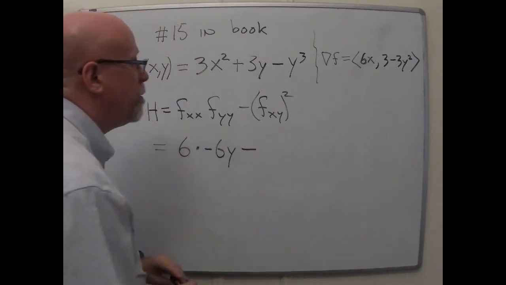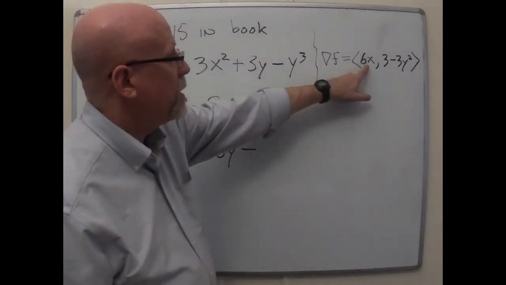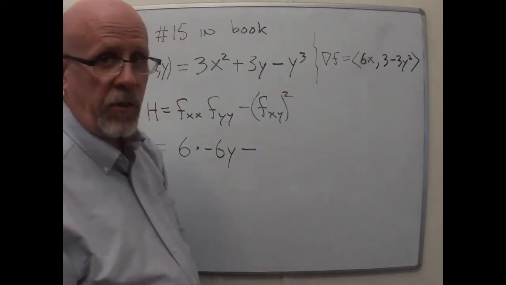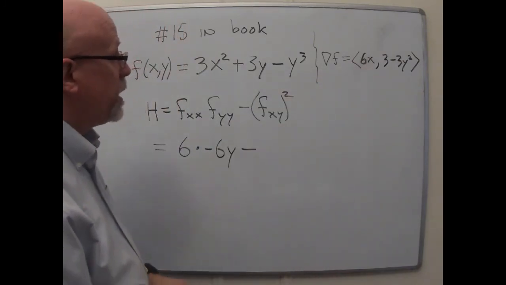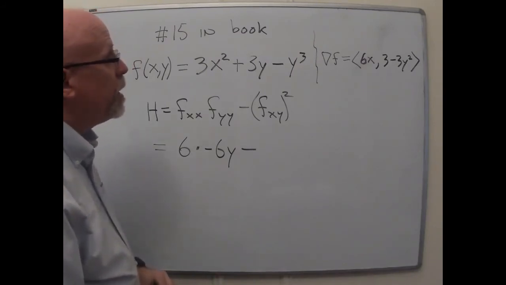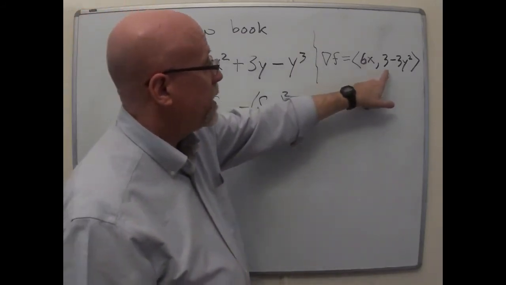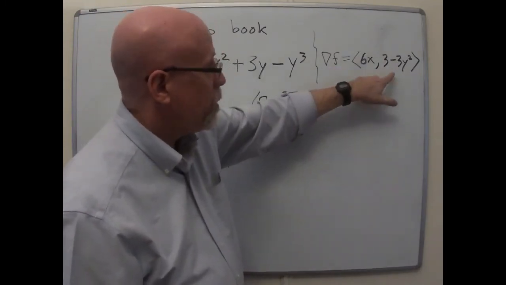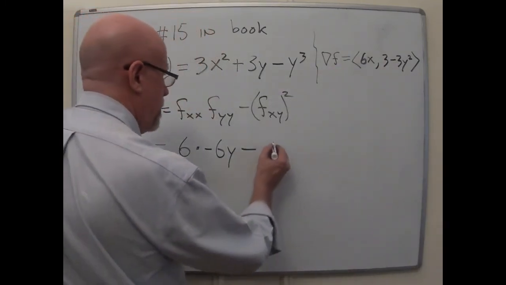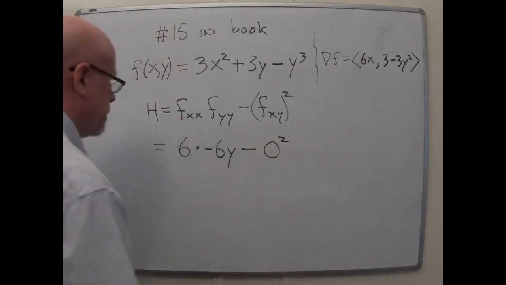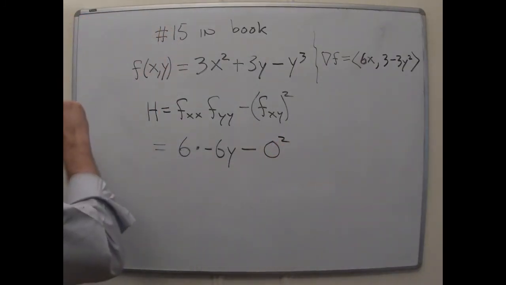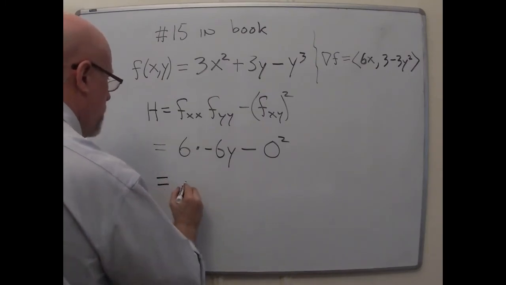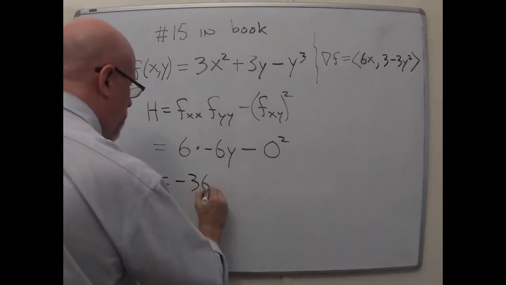And then if I take the x derivative and then take the y derivative of that, I'll get 0, because 6x is just a function of x. It doesn't have any y dependency in it. And similarly, if I take the y derivative and then take the x derivative of that, I will get 0 as well. So this is 0 squared. Let's simplify this. This is equal to negative 36y.